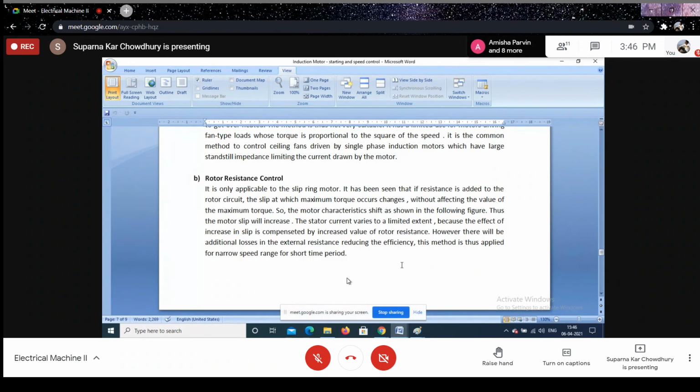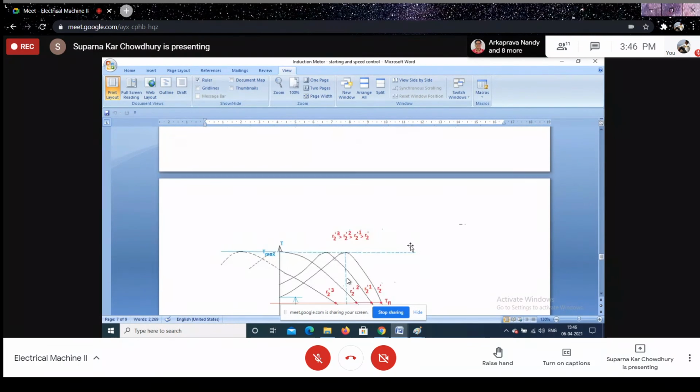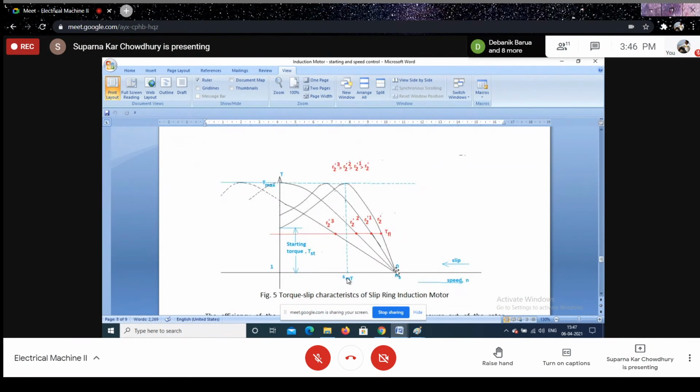The second method is the rotor resistance control. Now, rotor resistance control is only possible in the case of a slip ring motor. When we derived the expression of the torque, we saw that the torque becomes maximum for a particular slip, and the slip at which the torque becomes maximum is directly proportional to the rotor resistance. But we have also seen that the value of the maximum torque does not depend on the rotor resistance, that is constant.